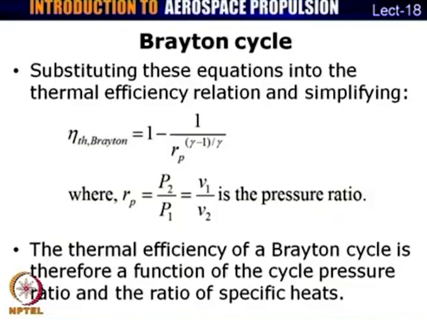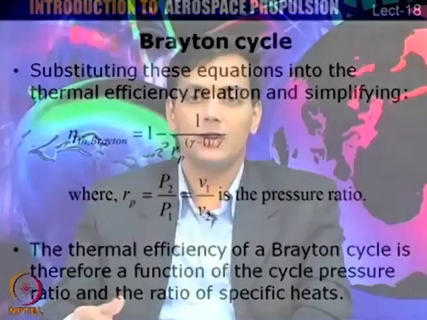The Brayton cycle efficiency expression is very similar to that of an Otto cycle. In an Otto cycle, we have seen the efficiency was equal to 1 minus 1 by r raised to (gamma minus 1), where r was the compression ratio. In the case of a Brayton cycle, the efficiency is 1 minus 1 by R_p raised to (gamma minus 1) by gamma, where R_p is the cycle pressure ratio, the max pressure by the min pressure. So, the efficiency of the Brayton cycle is primarily a function of the pressure ratio, and it also depends on the ratio of specific heats in some way, which was also the case for an Otto cycle as well.